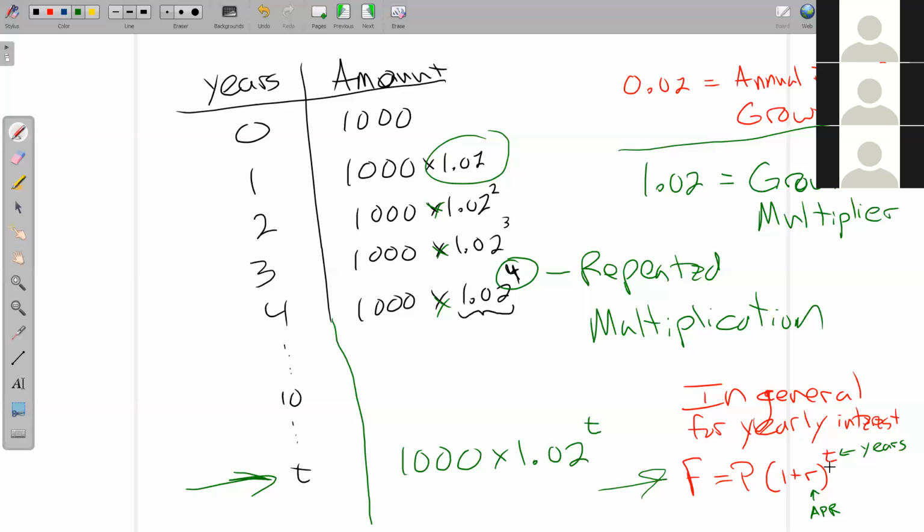But then we want to extend it, because although some banks pay out interest yearly, other banks, every month you get interest on your account. So we've got to figure out, how does this change if we use months instead of years? And it changes just a little bit, but that's the second stage. So let's stop here.